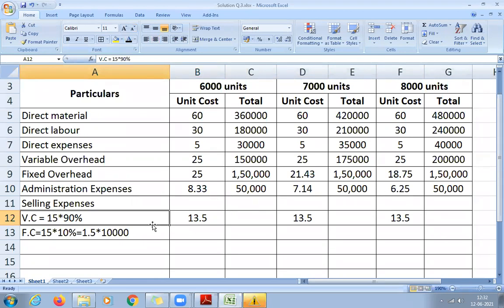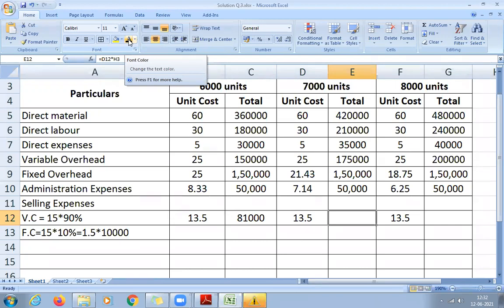13.5 into 6,000. How much are you getting, student? 81,000. Okay, correct. Next, 13.5 into 7,000 units. 94,500. Others, how much are you getting?